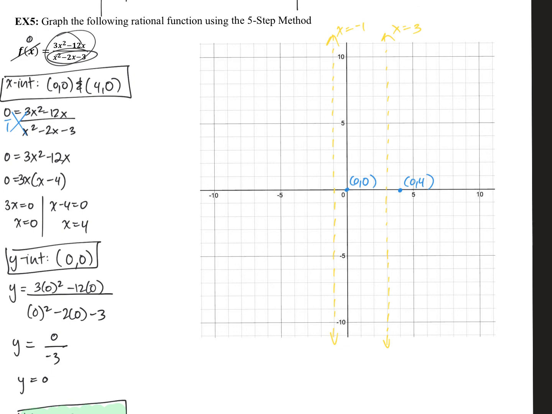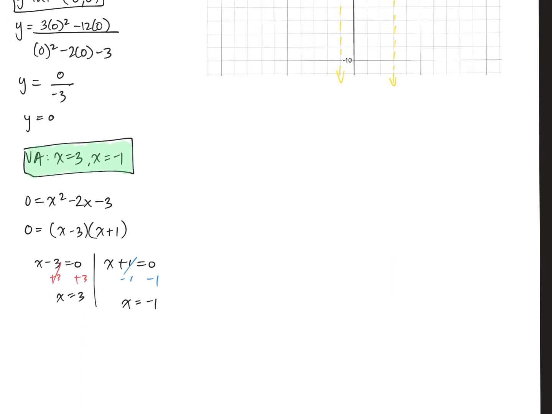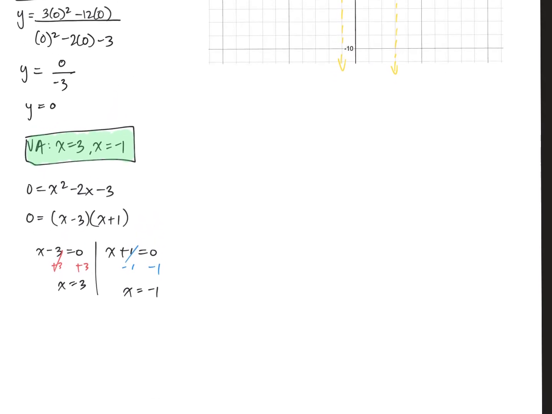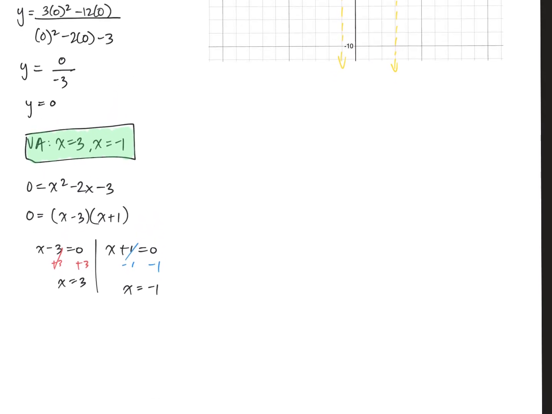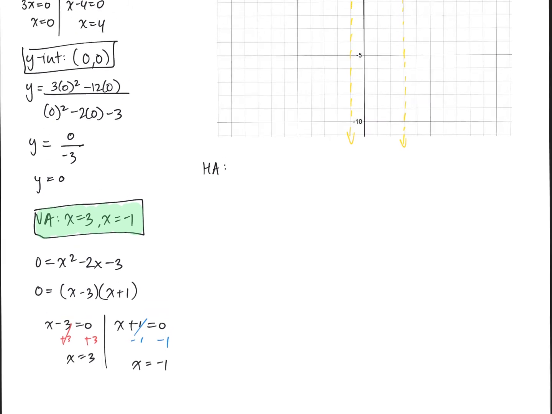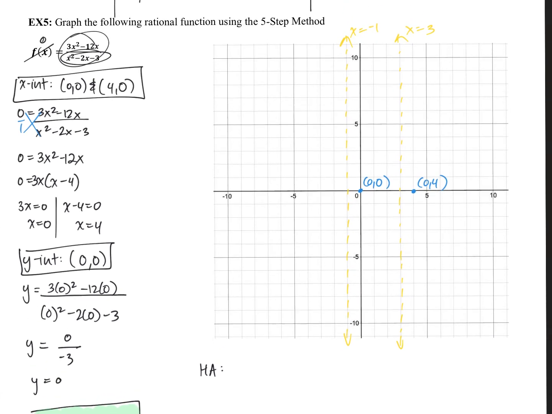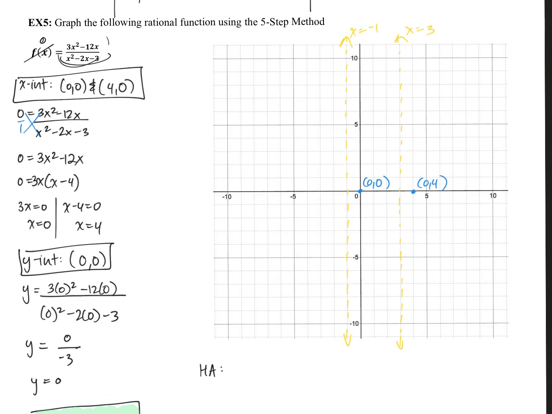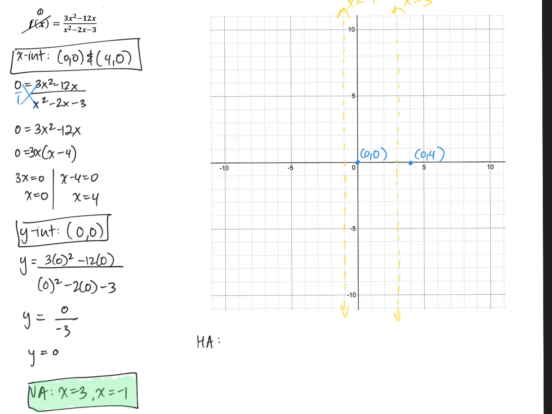Now, what do we need to find? The horizontal asymptote. And how do we find that? Well, we do the long division. So doing the long division, we have 3x squared minus 12x divided by the x squared minus 2x minus 3. Let's go ahead and write that down. So x squared minus 2x minus 3 dividing into 3x squared minus 12x.